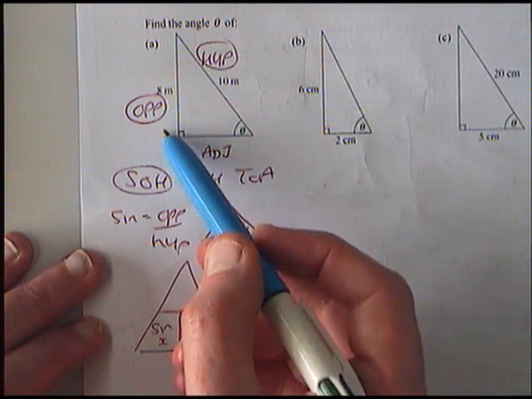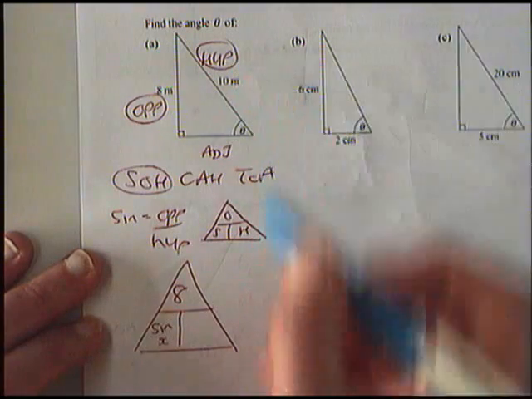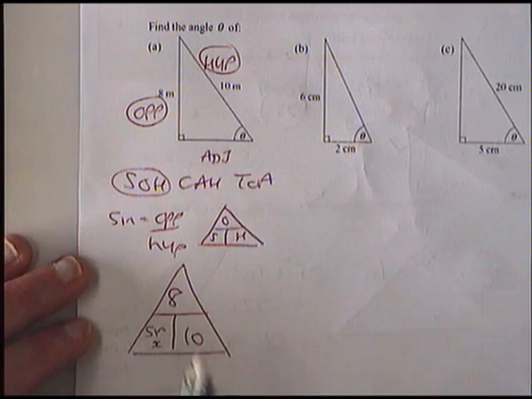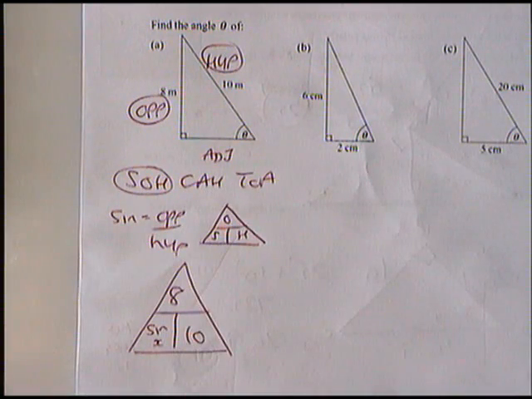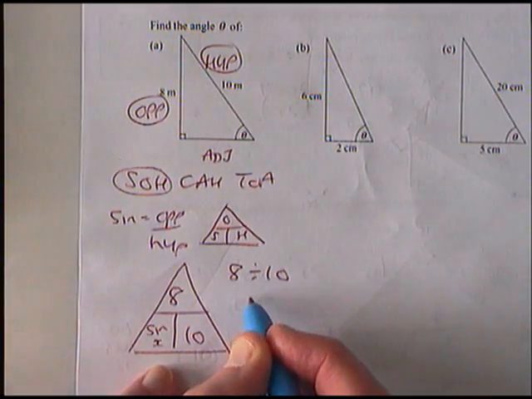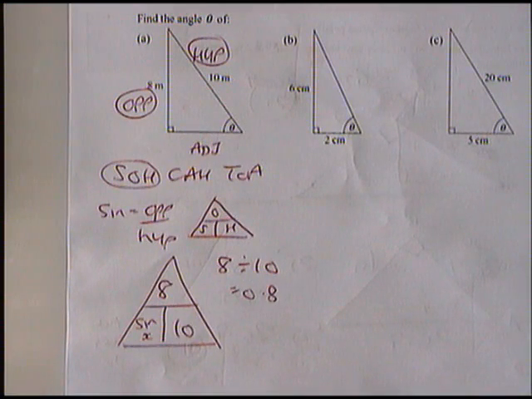The O, the opposite is 8, so that goes up here. The H, the hypotenuse is 10, that goes down here. What do I do if I have one number on the top and one number on the bottom? Lucy? Divide, good. So I've got to do 8 divided by 10. If I do that on a calculator, I get 0.8. What do I always then have to do if I'm finding an angle? Ruby? Martha, either of you two, if I'm finding an angle, what do I always have to do?